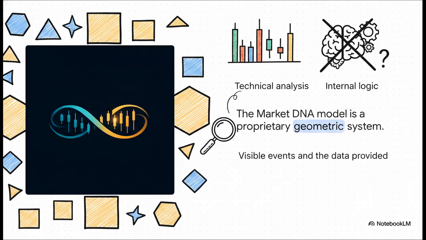Before we really get going, it's super important to understand what we're looking at here. Market DNA is a proprietary geometric system. This means it doesn't use any of the traditional stuff. No technical analysis, no fundamental analysis. What we're doing in this explainer is simply describing the visible events and the data that's been provided. We're not going to try to analyze or guess the model's internal logic at all.